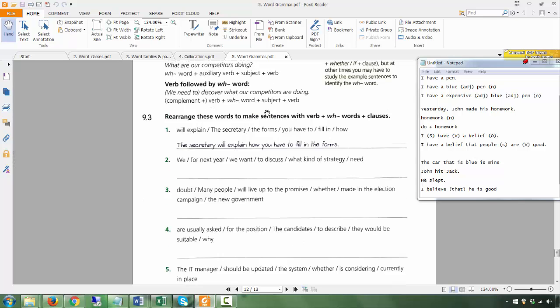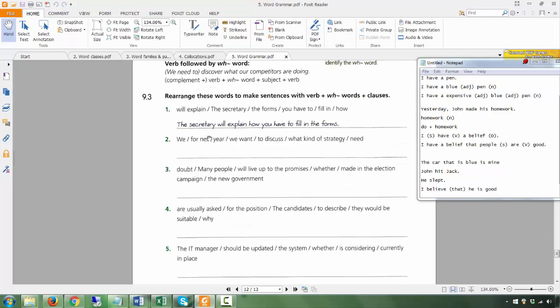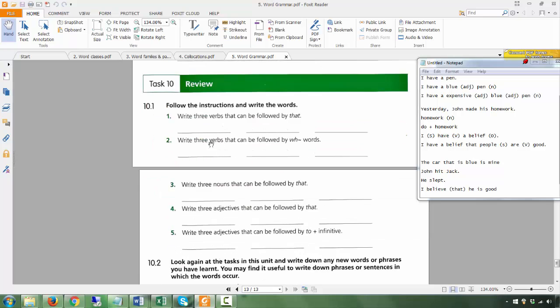Lastly, look, this is still the WH pattern. Just rearrange it and make a sentence. Okay, and the review here. Just these 5, you're going to review the different patterns here and give an example of these words, 3 verbs that can be used followed by that.